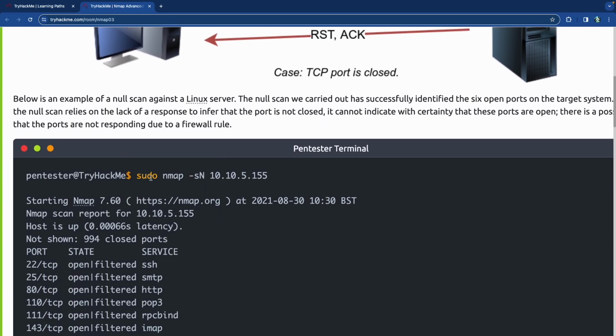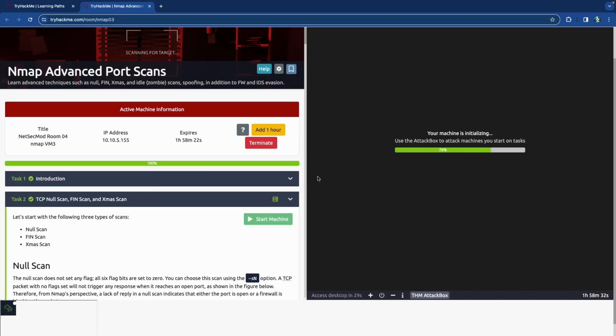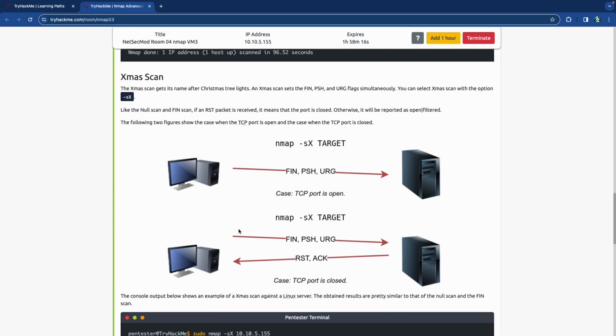This is the command that you would run to get the null scan accomplished, which is sudo nmap -sN 10.10.5.155. As soon as my attack box is up, I will definitely go ahead and run that. It's almost up, so we can shrink this one more time and just read through the rest of the instructions.